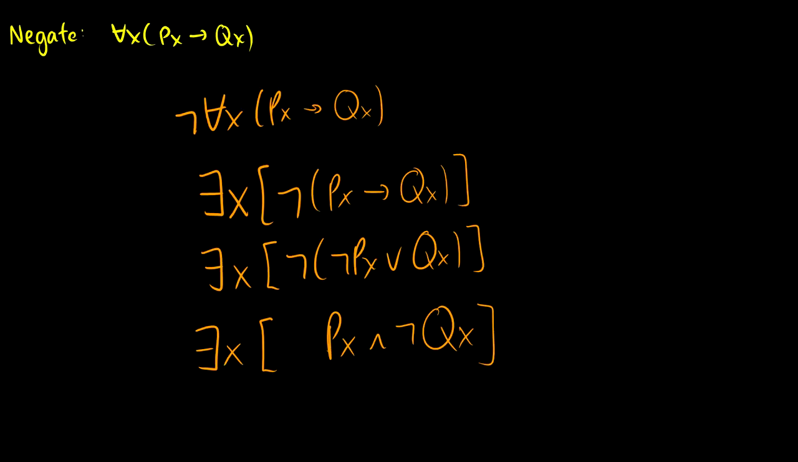So for instance, for all integers, so for all x, if x is an integer, then 2x is even. So if I want to say not for all x, if x is an integer, then 2x is even, that's the same thing as saying there is some x such that x is an integer, but 2x is not even. So again, English translation to help you understand the relation between these two here.